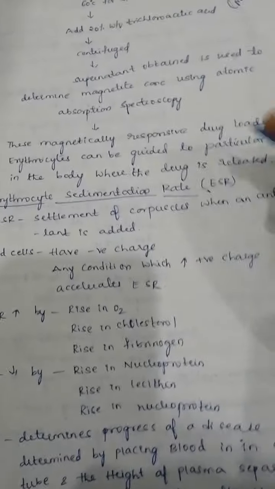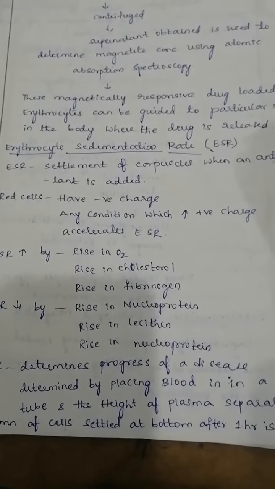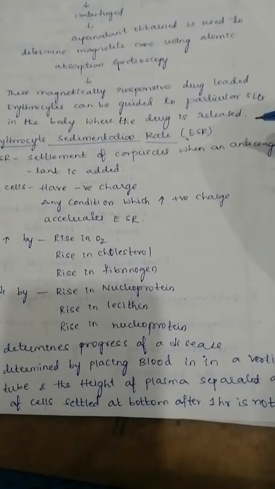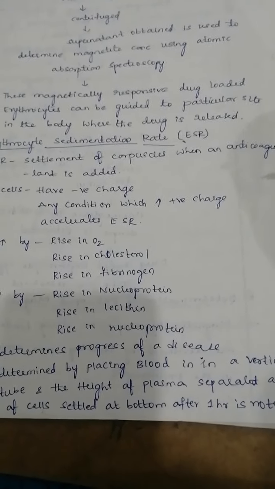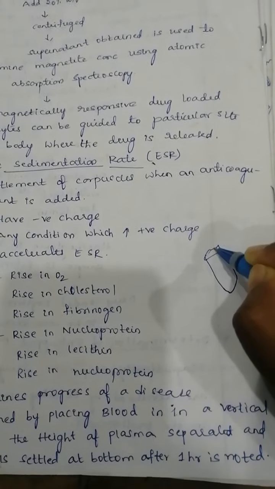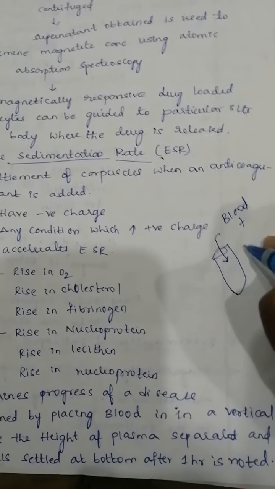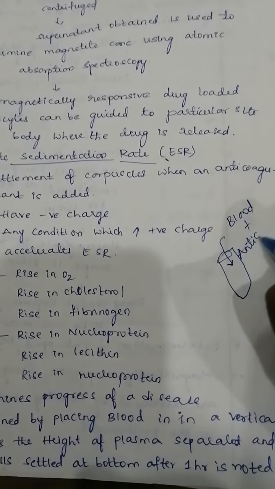Next, erythrocyte sedimentation rate. Here erythrocyte sedimentation rate is nothing but the ESR. ESR is nothing but the settlement of corpuscles when an anticoagulant is added to blood. Suppose this is a test tube. So you are taking the blood into this. Along with this you have to add some anticoagulant.